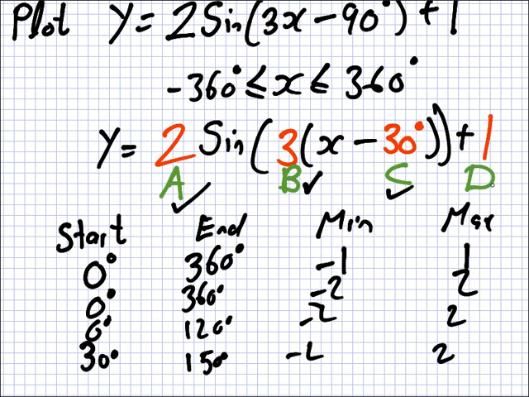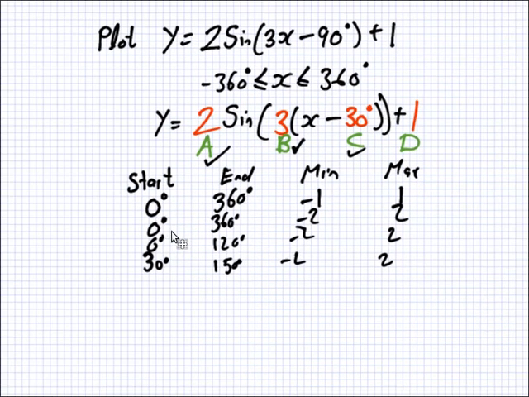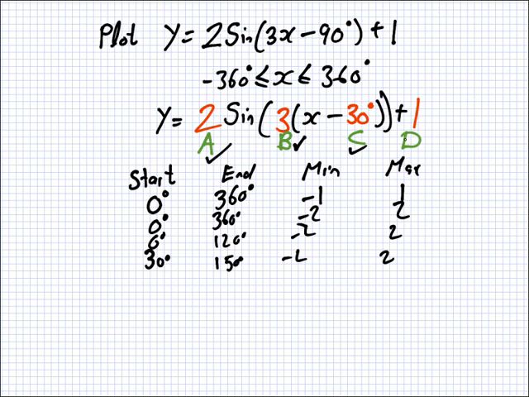Okay. And finally, what's the effect of the D? Minimum and maximum change. By how much? 1. So this is 30 still, this is 150 still, and the minimum? Good, and the maximum? 3. Now, before I draw the graph, I'll let you write this much down.